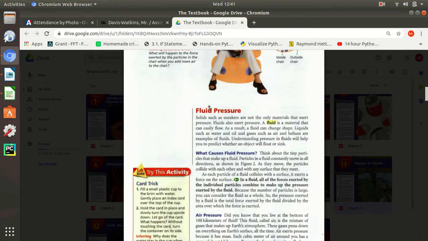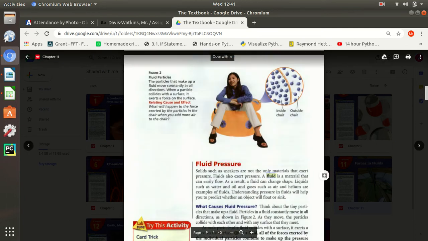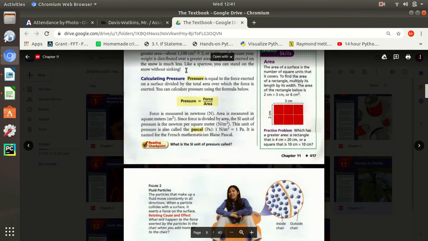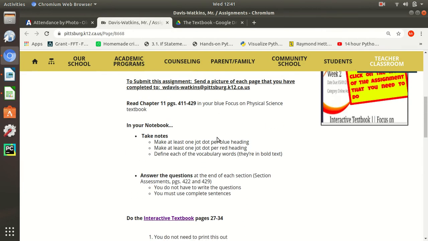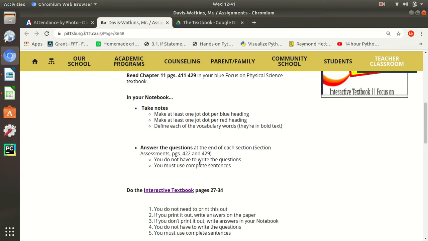So you get the idea. For every red heading, every blue heading, and every vocabulary word, we're going to make a note. For the red and blue ones, we're going to make a jot dot. For the vocabulary words, we're going to go to the glossary, find the definition, and write that definition in line with the rest of our notes. If you have any questions about that, go ahead and send me a question on Remind. I'll get to them really fast.